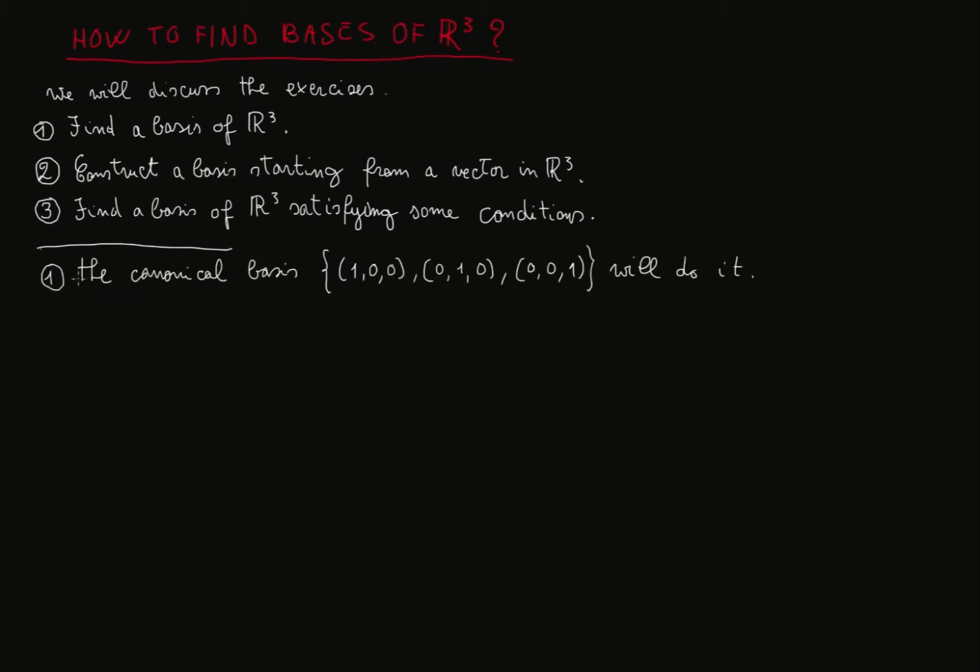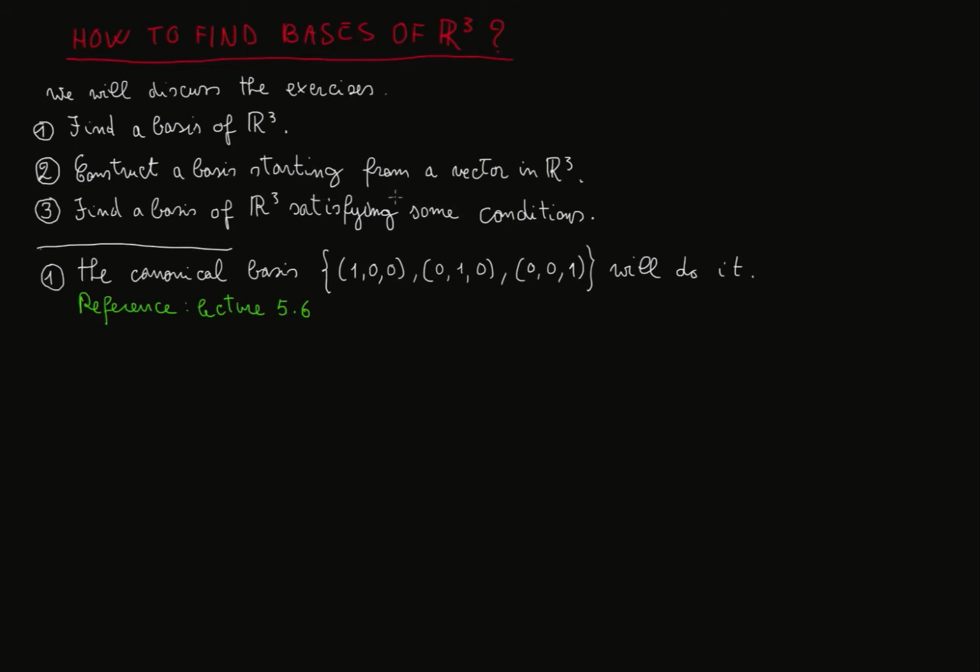Now part 1 is obvious because we know that R3 has a canonical basis. So if we just want to find any basis for R3, we can just list the canonical basis that is formed by the vectors (1, 0, 0), (0, 1, 0), and (0, 0, 1). And this certainly will do it. Now, if you want to see what a basis is, the definition and the main properties, you can check lecture 5.6.